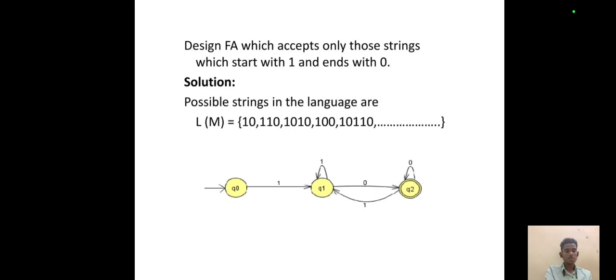When we insert the 1, the state changes from q0 to q1, and when we insert the 0, the change should go to the final state, that is q2. So it is changing the state from q1 to q2, and it should satisfy all the conditions, and we have to write the 5 tuples for this also.